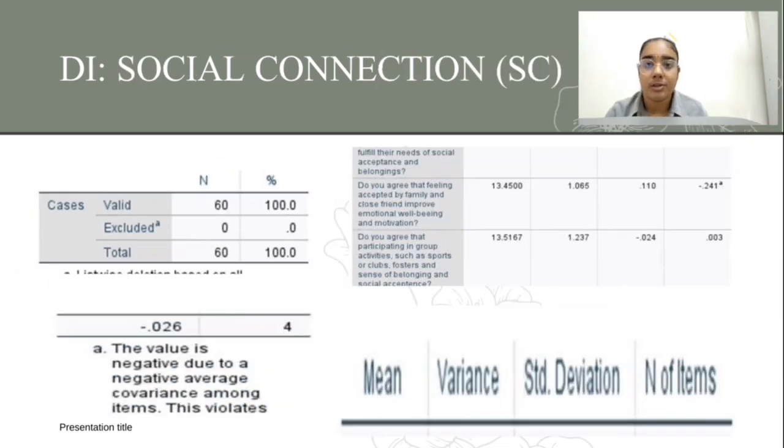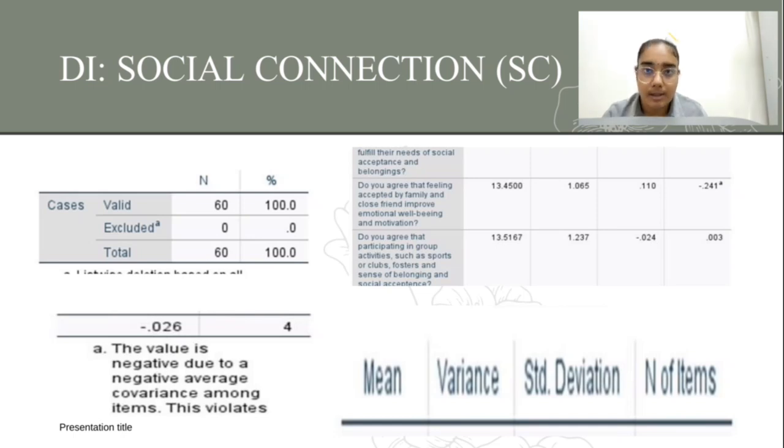Cronbach's alpha for social connection. The Cronbach's alpha value is negative 0.026. The mean is 18. Variance equals 1.593. The standard deviation is 1.26223. The highest item-total correlation value is 0.110.